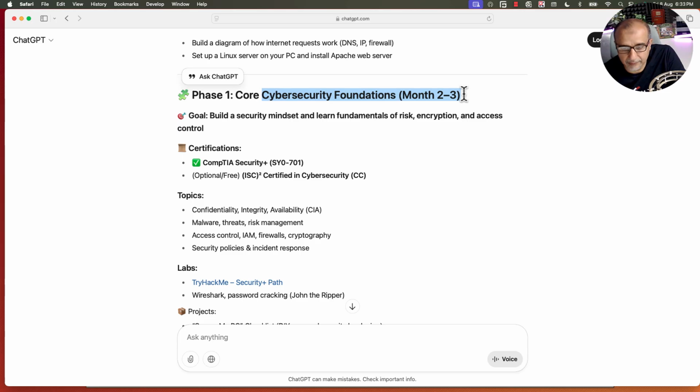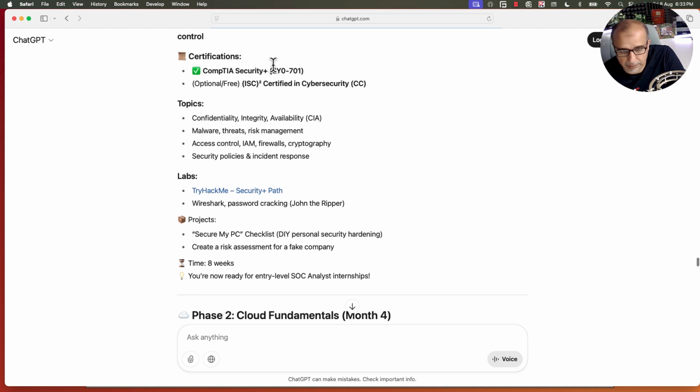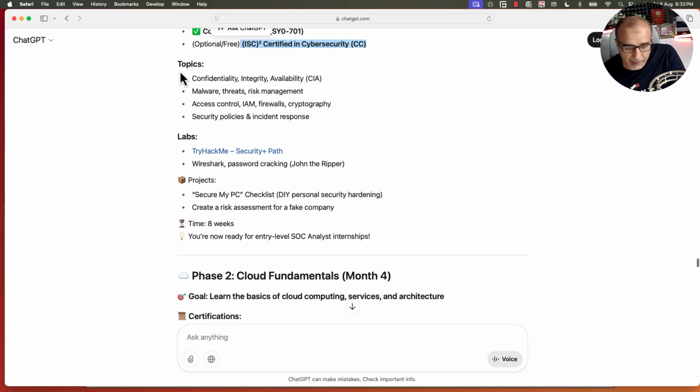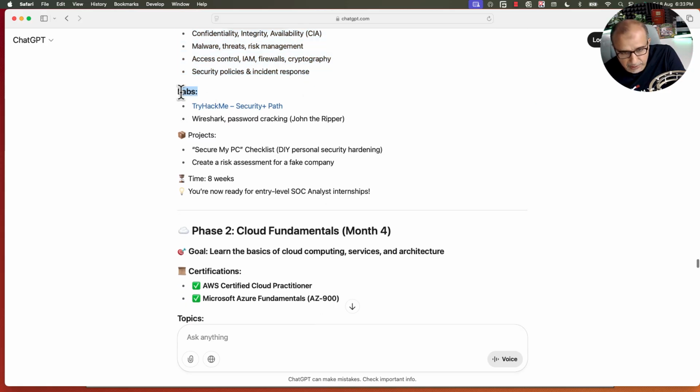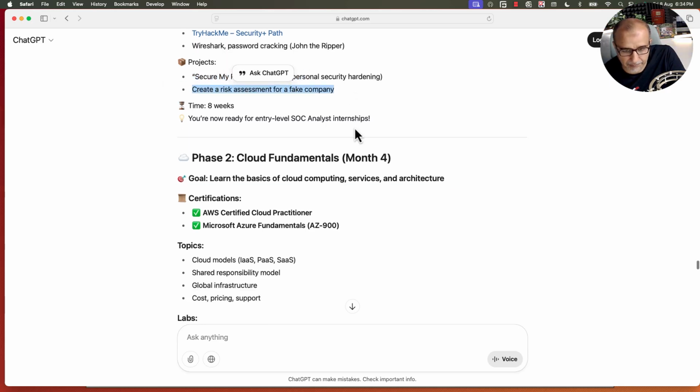Phase one, cybersecurity foundations. And this is for 2 months, second and third months. Build a security mindset and learn fundamentals of risk, encryption, and access control. Certificates: Security Plus from CompTIA. An optional, a free one, Certified in Cybersecurity, and that is from ISC². This is what you are going to learn, confidentiality and so on. Suggestions for the labs, try HackMe, Security Plus Path, and Wireshark password cracking. Projects you can do: secure my PC checklist, create a risk assessment for a fake company.